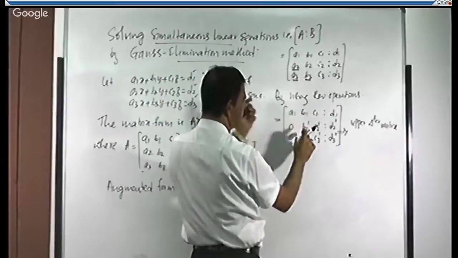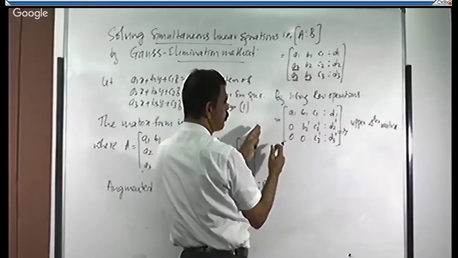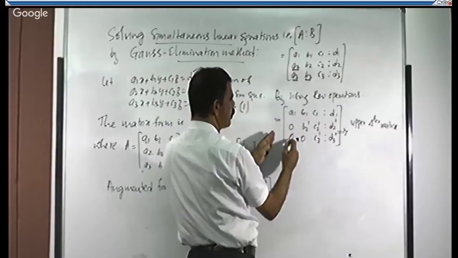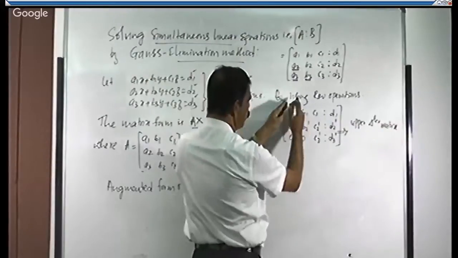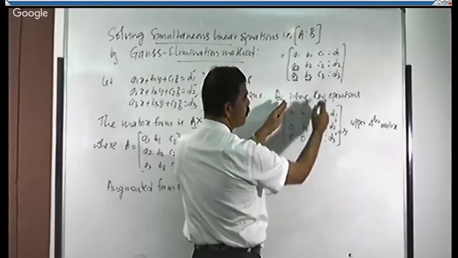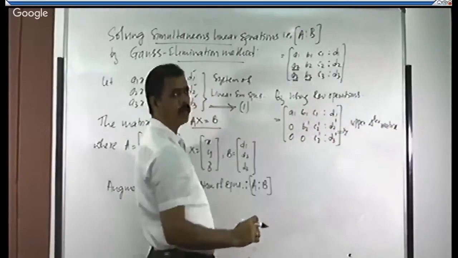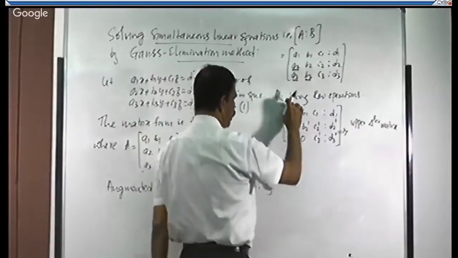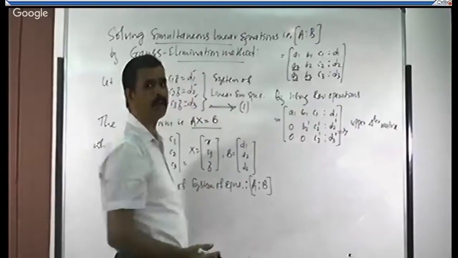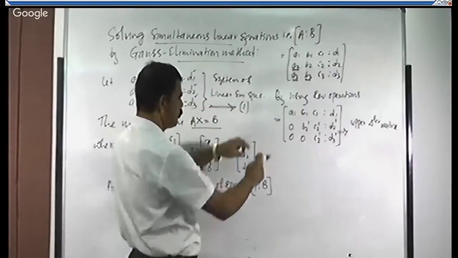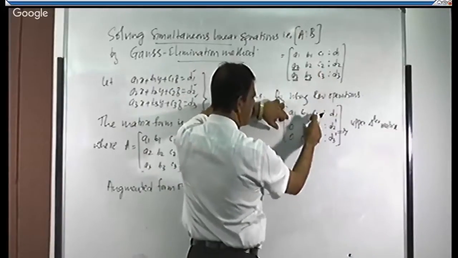An upper triangular matrix is a square matrix in which all the elements below the principal diagonal are 0. In the same way, if all the elements above the principal diagonal are 0, then we call it a lower triangular matrix. Except principal diagonal elements, if all the elements are 0, that matrix is what? It is a diagonal matrix. So using row operations, we reduced this augmented form to an upper triangular matrix.